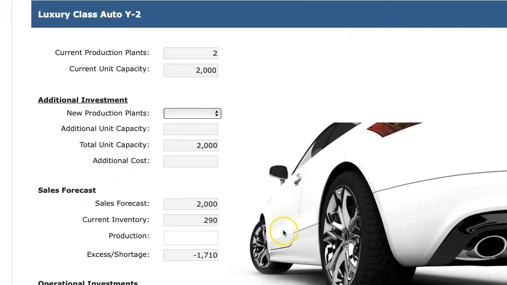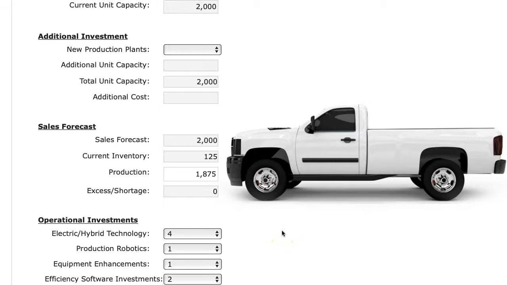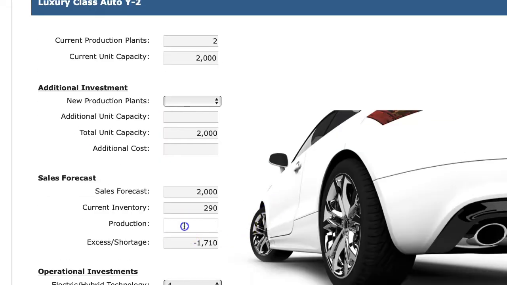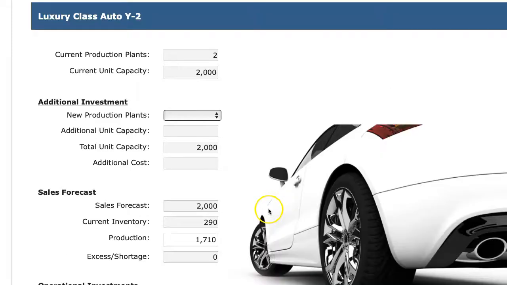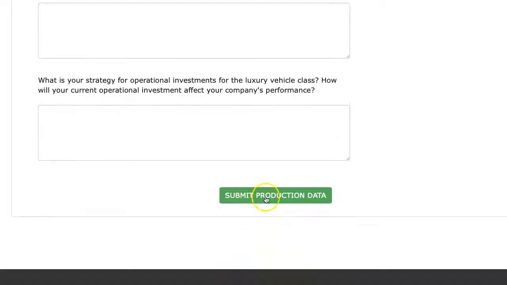And going down here, do I need to buy a production plant? Nope. And I don't need to buy a production plant here because I'm being a little conservative on my forecast. So I'm not buying any new plants I don't need, and I'll get some operational investments in here, and I'll finish the production. And now the finance page.